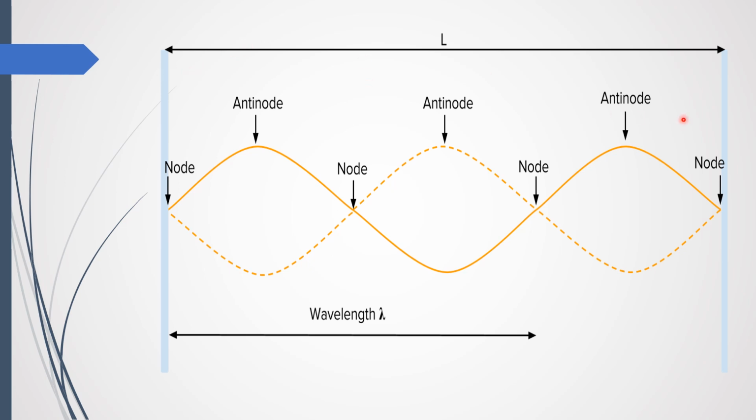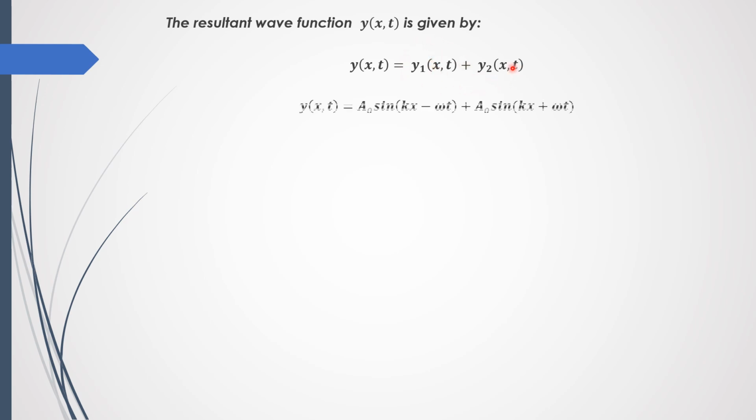So let's suppose the length of the string is L and the wavelength is λ. So when these two waves superimpose or overlap, the resultant wave function y(x,t) is given as y1(x,t) + y2(x,t). So we just add the displacement of the incident wave and the reflected wave. So putting the values of y1 and y2, y(x,t) becomes a0 sin(kx - ωt) + a0 sin(kx + ωt). If we take a0 common, y(x,t) = a0 [sin(kx - ωt) + sin(kx + ωt)].